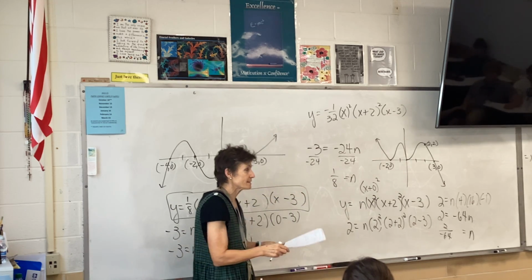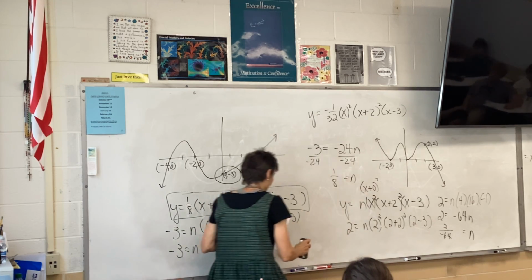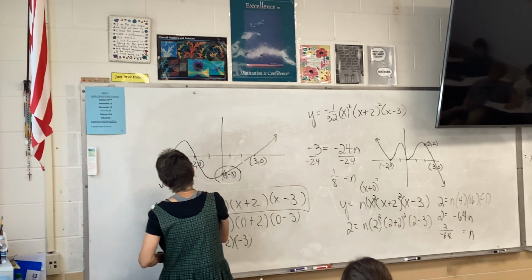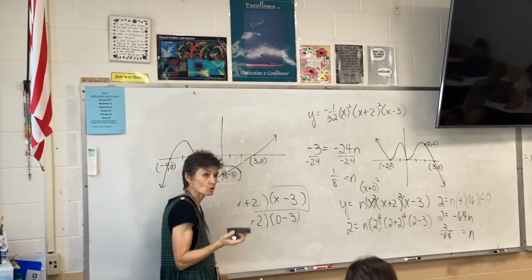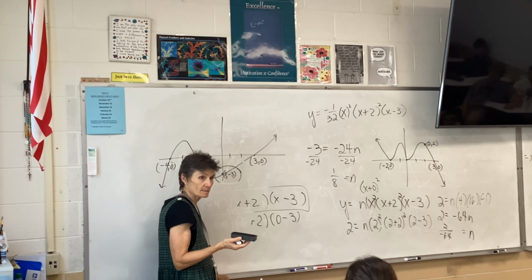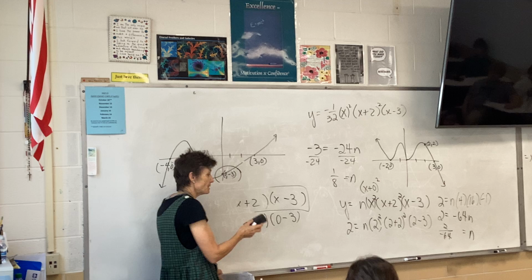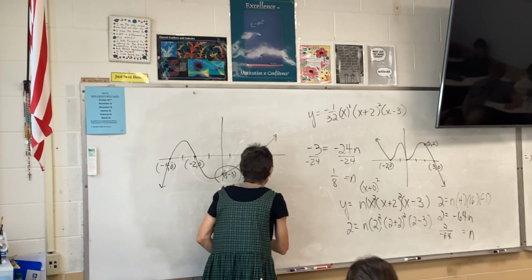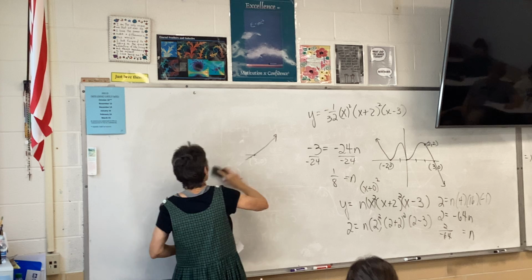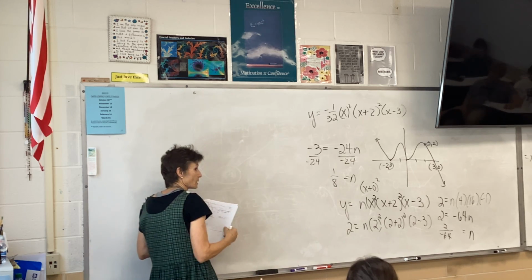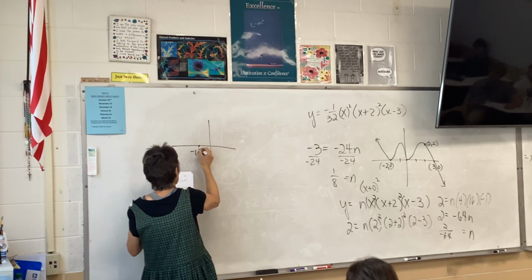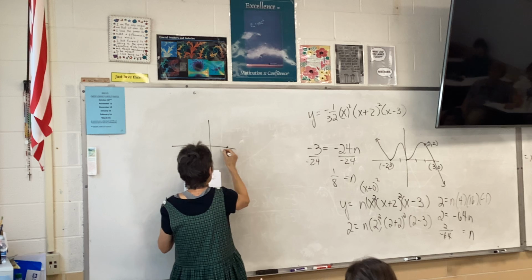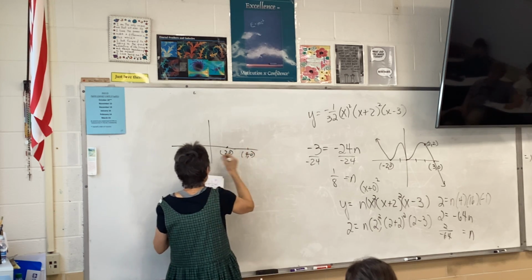Now, the next one is the same thing, only they didn't draw a picture. If they don't draw a picture, what do you have to assume? What do you not know? If there's no picture in front of you, what do you not know? Whether it bounces or not. So if they don't give you a picture, then you're just going to assume that it does not bounce. So if the x-intercepts are at negative 1, 2, and 4, you're just going to assume that it goes through once.